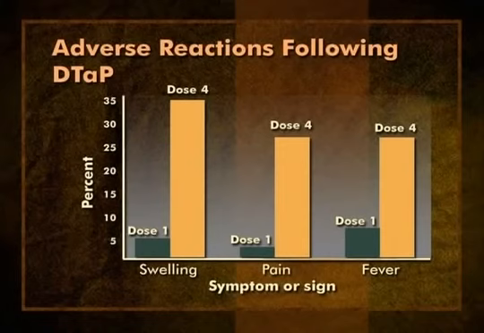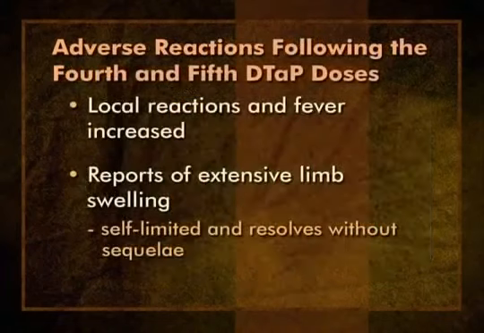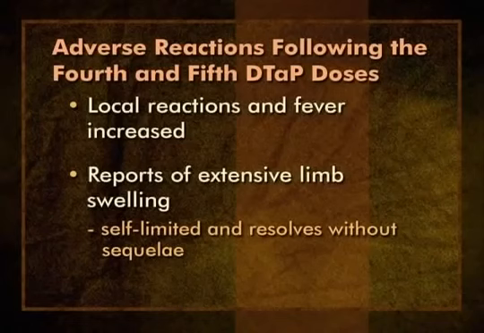For instance, swelling at the site of injection, shown on the left side of the graphic, increased from 4% after the first dose to 35% following the 4th dose. The same pattern is seen for pain at the injection site and fever after vaccination. Although the data shown in the graph are for Infanrix, it appears that local reactions and fever are increased following the 4th and 5th doses of all brands of DTaP.